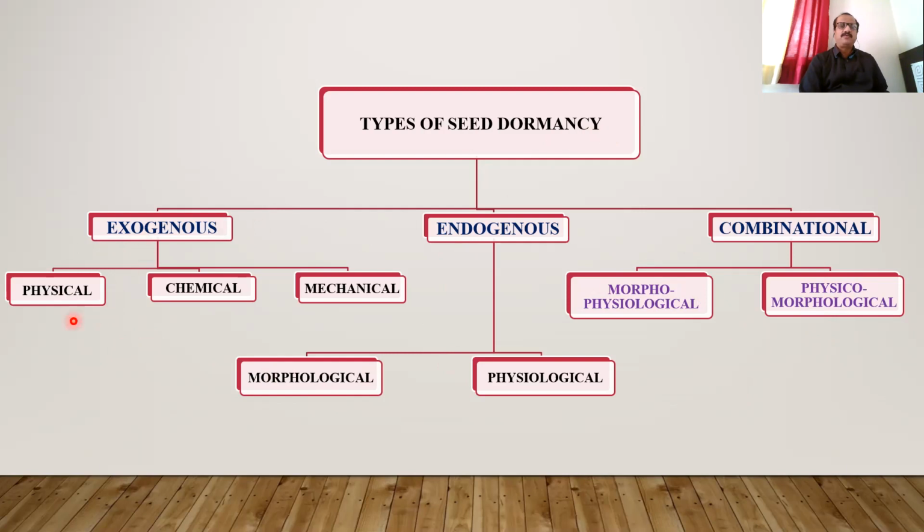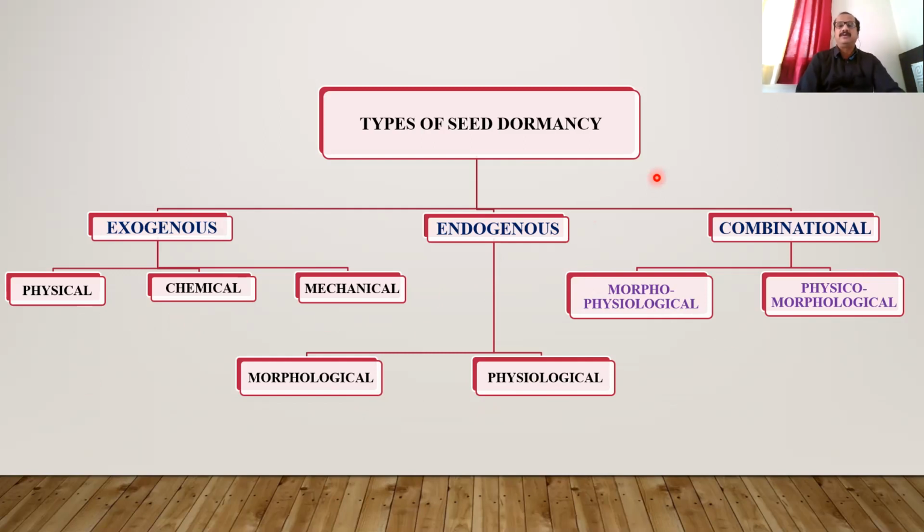Exogenous dormancy is of three types: physical dormancy, chemical dormancy, and mechanical dormancy. Whereas endogenous dormancy may be morphological dormancy, physiological dormancy, or morphophysiological dormancy, and combinational dormancy is your double dormancy. Now, all these are the types of primary dormancy. Secondary dormancy is another thing that we are again going to discuss, and it may be conditional dormancy or thermodormancy. These are the types of secondary dormancy.